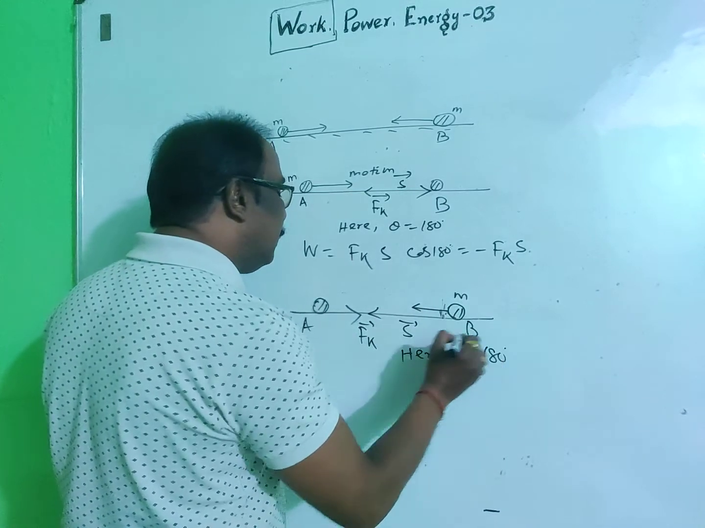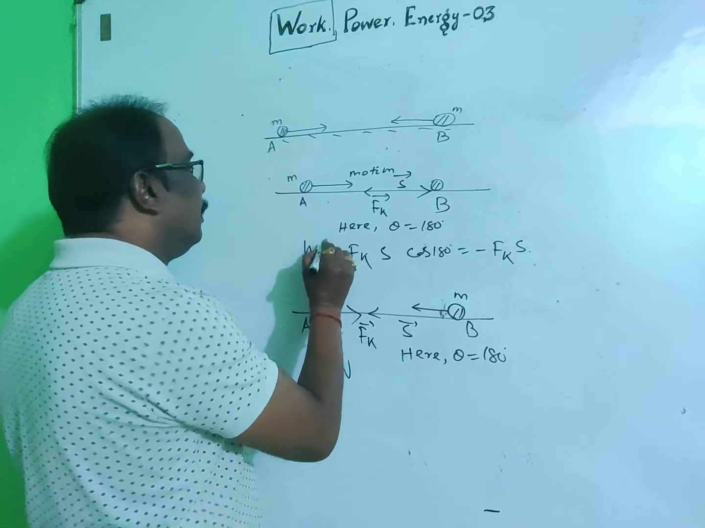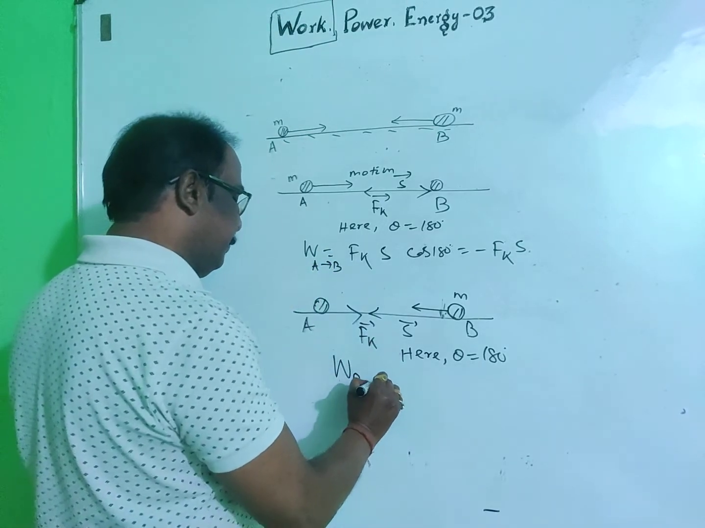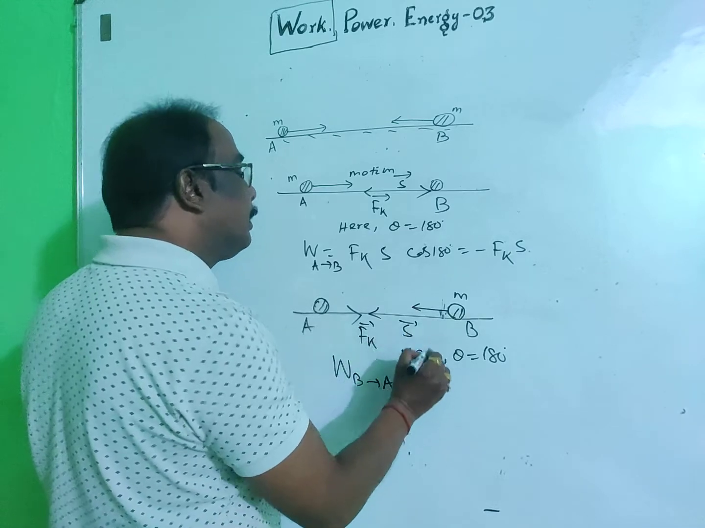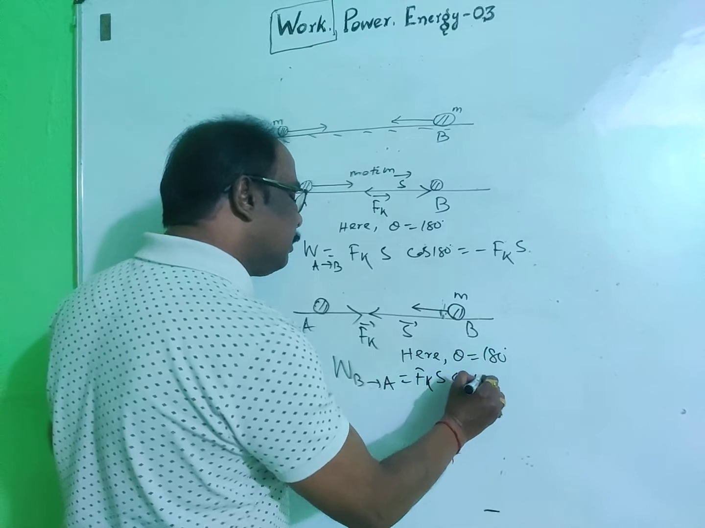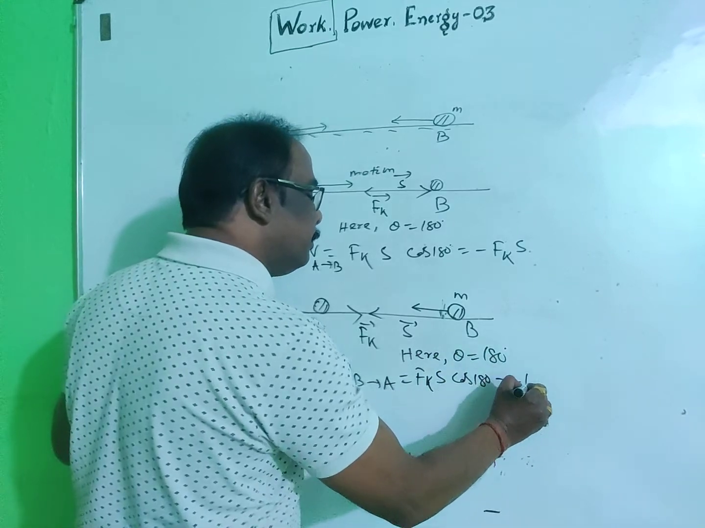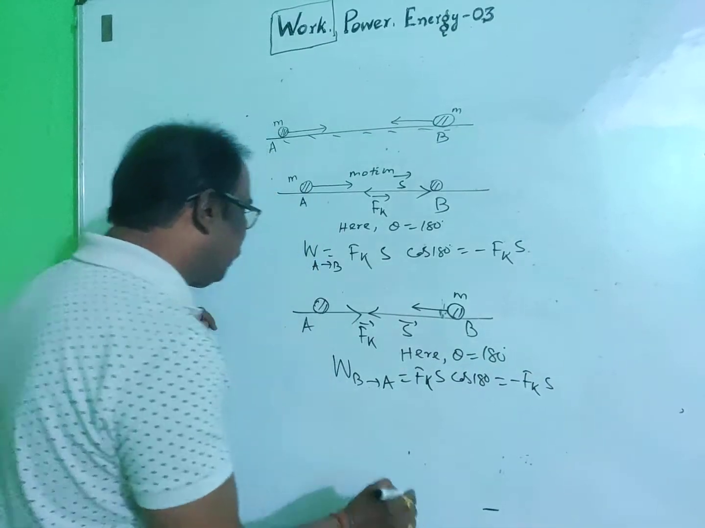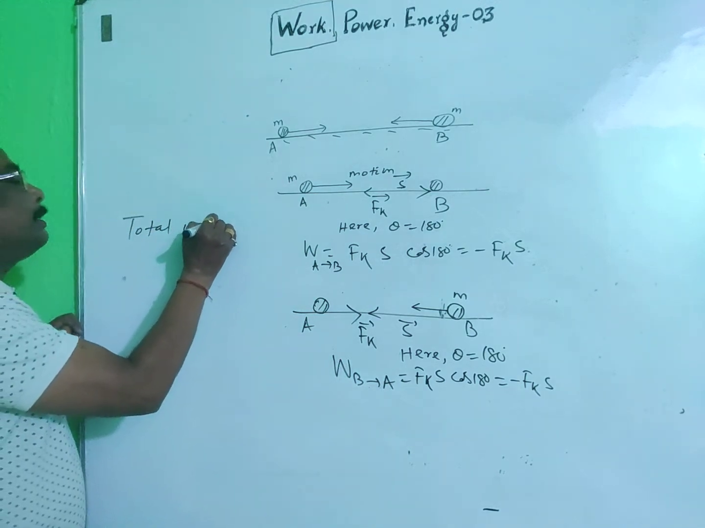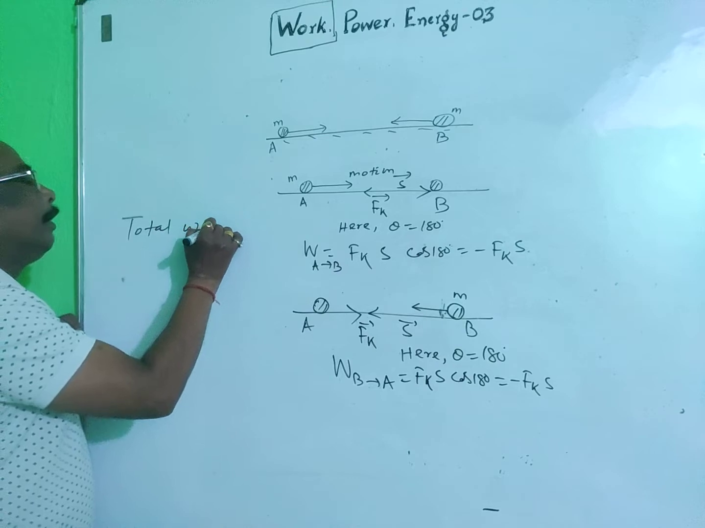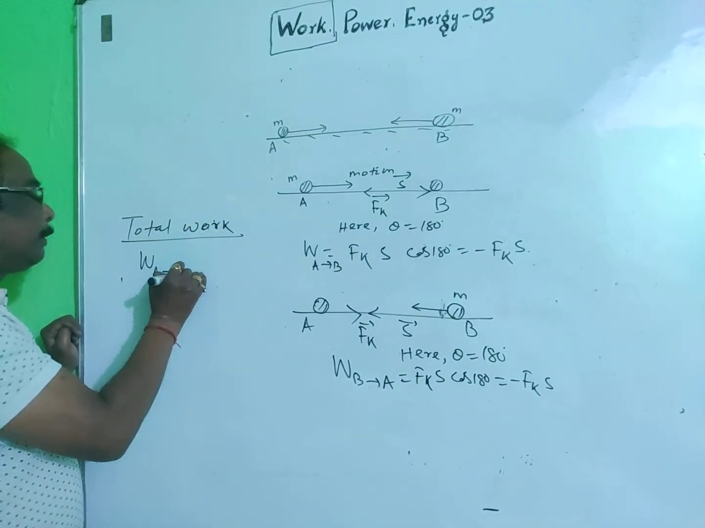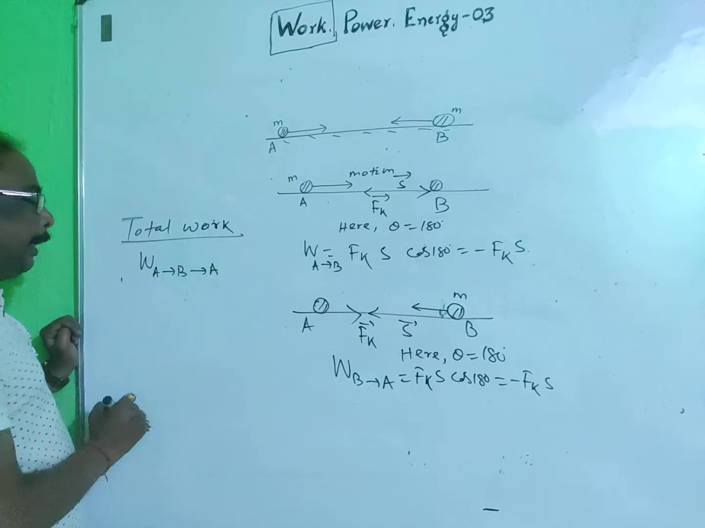Theta is equal to 180 degrees, and work. This is from A to B. From B, here also work is equal to kinetic friction, displacement, cos theta, cos 180, and that's equal to minus Fks. And total work. As work is a scalar quantity, total work means work done from A to B, then from B to A.